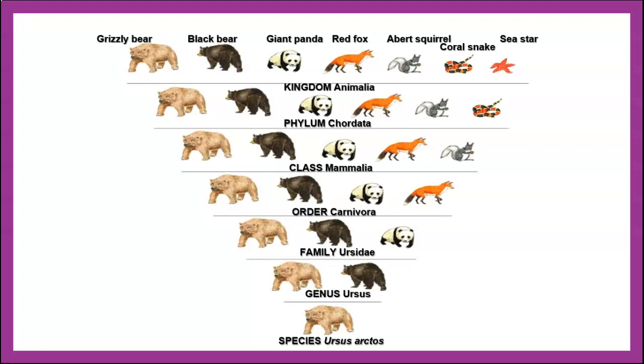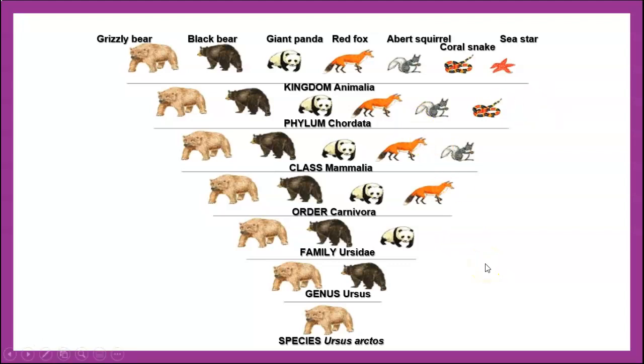Okay, and so we're going to separate the panda into a different genus, and the 2 other bears, the grizzly bear and the black bear, both belong to genus Ursus. And then finally, the grizzly bear belongs to a different species than the black bear does. We're going to call that one Ursus arctos. So we went all the way from kingdom through the phylum, class, order, family, genus, and species.